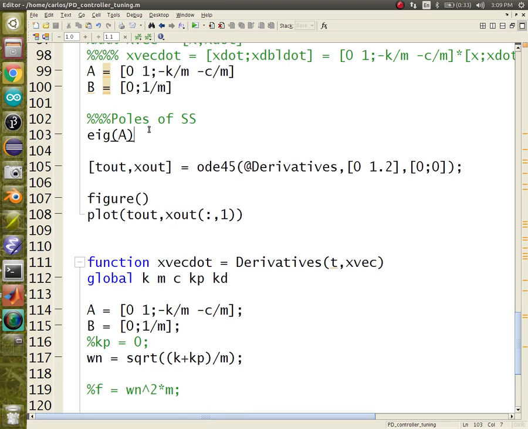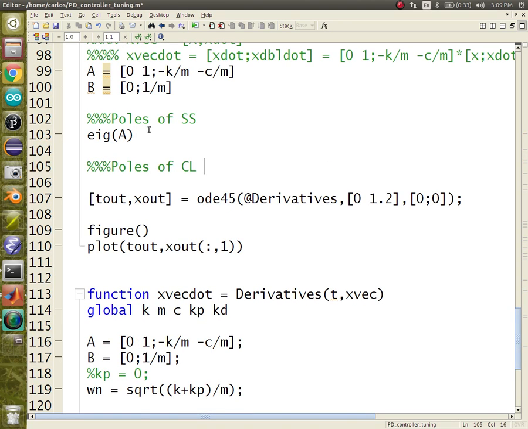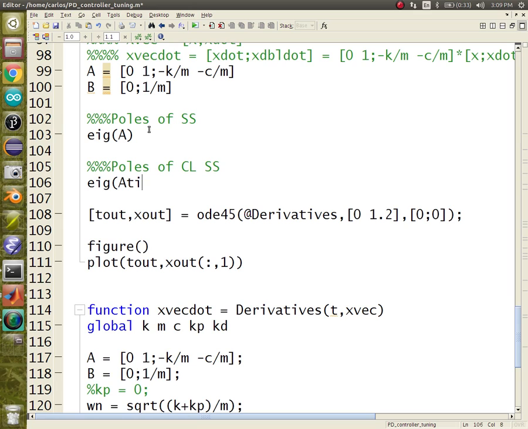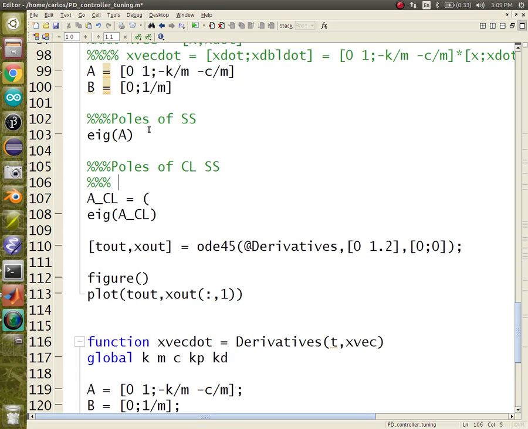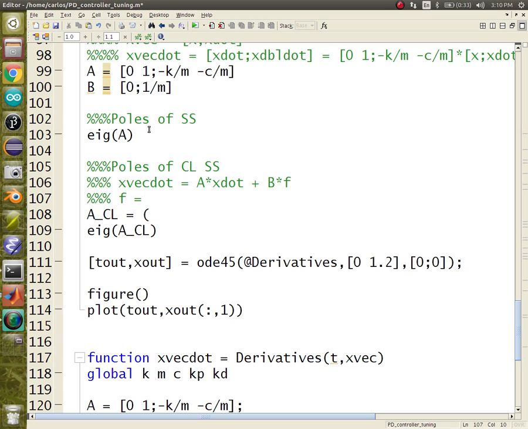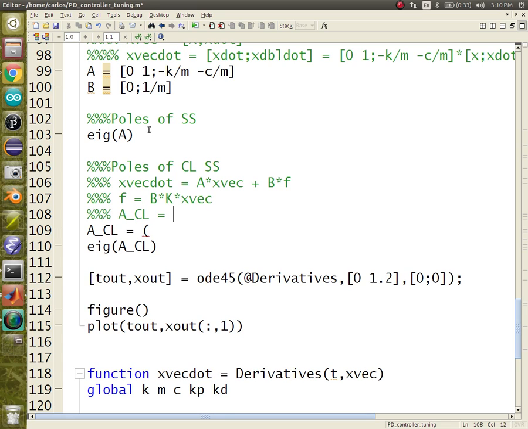One other thing that we can do is, what if we wanted to find the poles of the closed loop state space? So remember, that's eig of A tilde, or A closed loop, say. And so what is A closed loop? Well, if you remember the state space equation, you have x vec dot equals A times x plus B times F. Well, if F equals K times x vec, then A closed loop is just going to be A plus BK. And so I could just do A closed loop as A plus B times K.